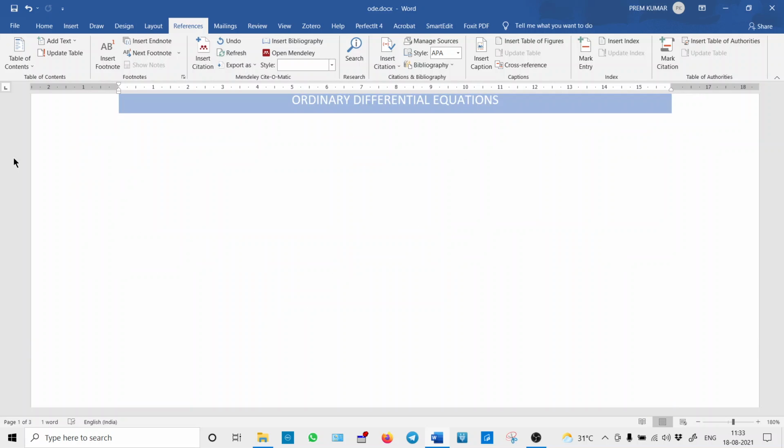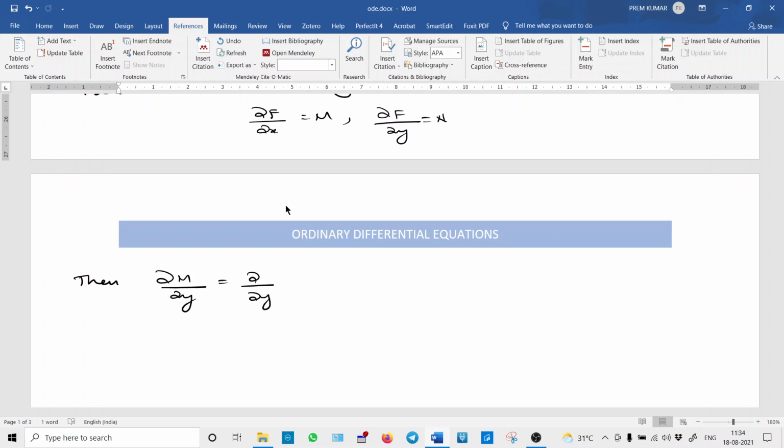Then we have, what is dou M by dou y equal to? We are going to prove that the condition is satisfied. What is dou M by dou y? It is equal to dou by dou y of, what is M? M is dou f by dou x. In place of M, we substitute that value from here, dou f by dou x. This is nothing but dou square f by dou y dou x.